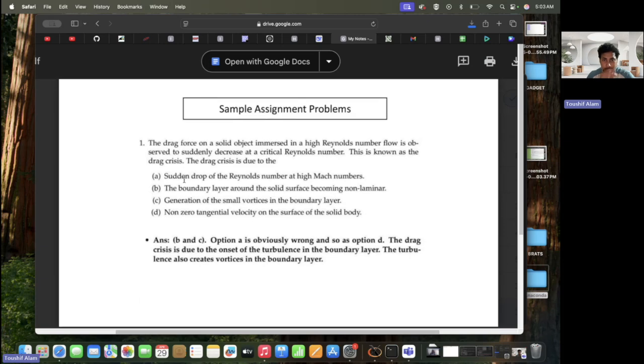A drag force on a solid object immersed in a high Reynolds number flow is observed to suddenly decrease at a critical Reynolds number. This is known as the drag crisis. The drag crisis is due to the sudden drop of the Reynolds number at high Mach numbers, the boundary layer around the solid surface becoming non-laminar, generation of small vortices in the boundary layer, non-zero tangential velocity on the surface of the solid body.